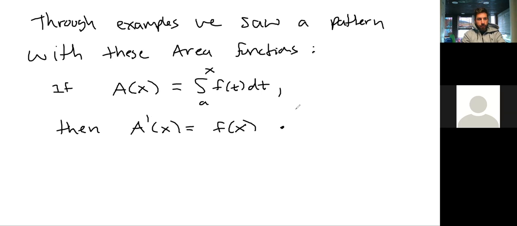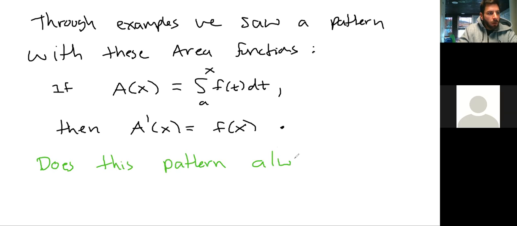So we did 3 examples. We did the function f of x constant, we did the function f of x equals x, and then we did the function f of x equals x squared. And in all 3 cases, we saw this pattern. And so the question that we then ask ourselves, does this pattern always hold? So that's the first question we might ask ourselves.